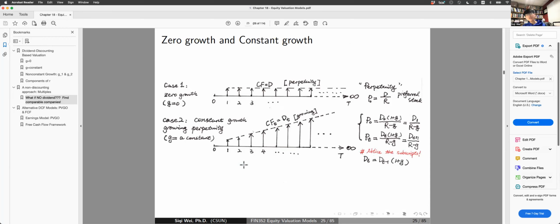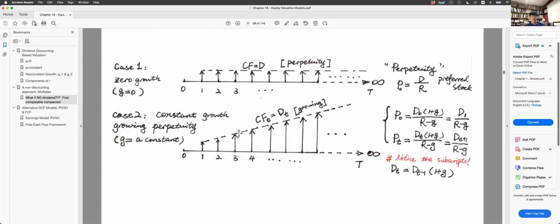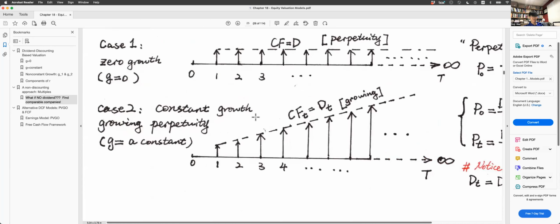So this is one form of dividend pattern. It's constant. This is what we call the preferred stock. It's pre-specified at a certain level and it lasts forever. We are going to use the perpetuity formula to determine the value of the preferred stock. And on the bottom half of the screen, you can see we have case 2. We call it a constant growth, growing perpetuity.